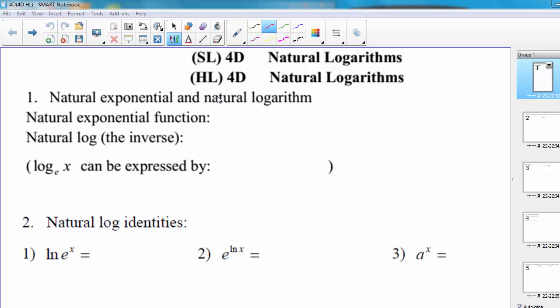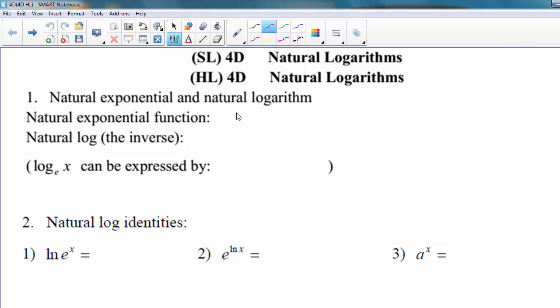The natural exponential function is y equals e to the power of x. In this exponential function, the base is an irrational number, the value e. We all know this value is around 2.71828, and so on. And the natural log function is its inverse function.